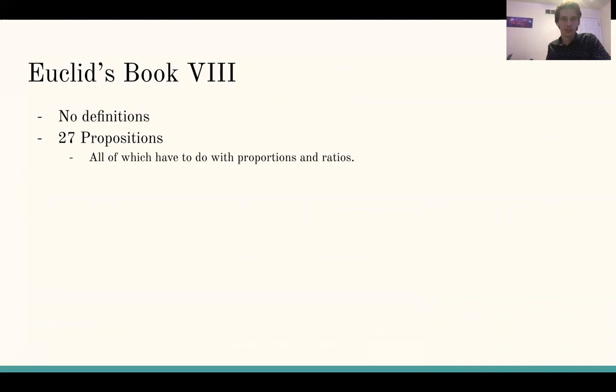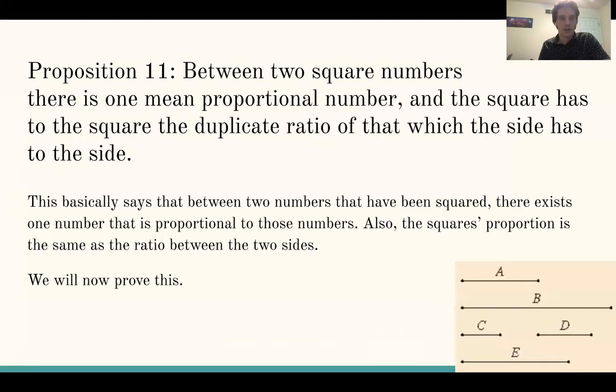Again, there are no definitions. All those were stated in book 7 and are going to be used in books 7, 8, and 9. But there are 27 propositions. Not going to go over them all. That would take hours and hours and hours. So we're going to go over the one I found to be the most interesting, and that is going to be proposition 11. It is worth stating that all these propositions had to do with proportions and ratios.